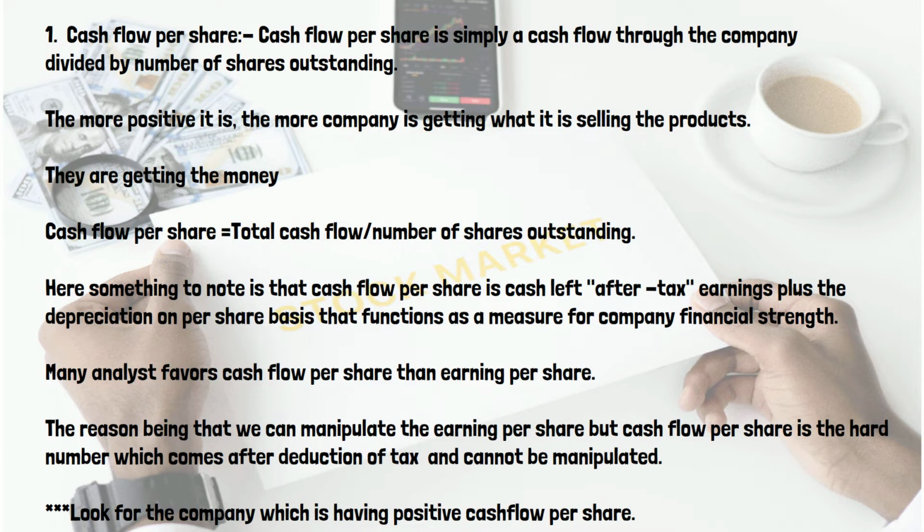Here's something to note: cash flow per share is cash left after tax earnings plus the depreciation, on a per share basis. That functions as a measure of company financial strength. Many analysts favor cash flow per share over earnings per share. The reason being that we can manipulate the earnings per share, but cash flow per share is the hard number which comes after deduction of tax and cannot be manipulated. Note to listener: look for the company which is having positive cash flow.